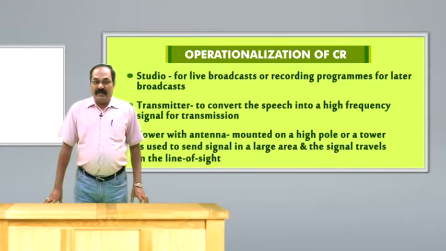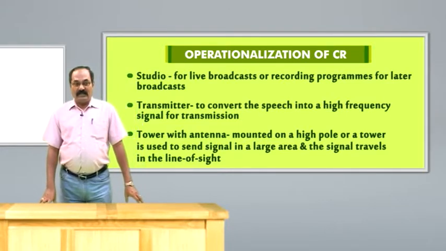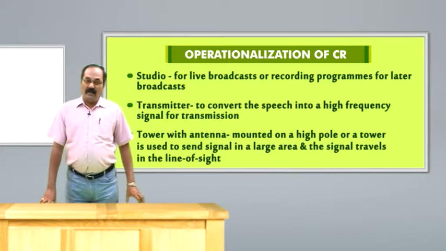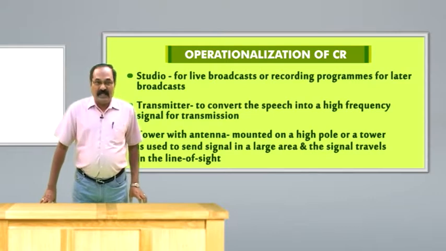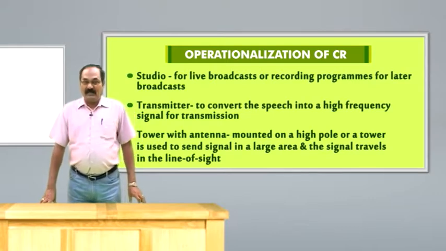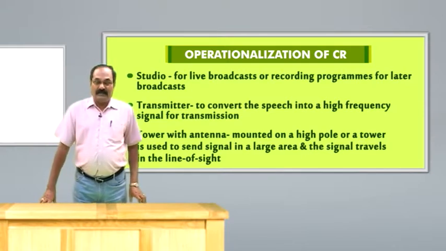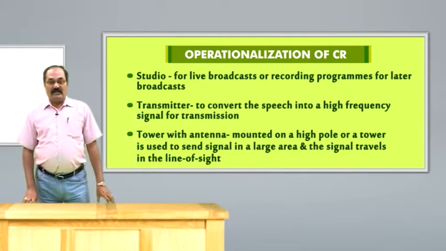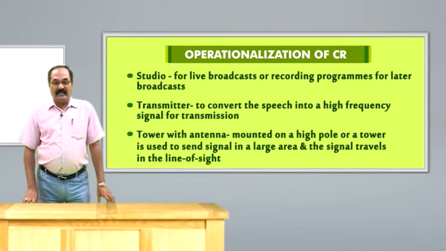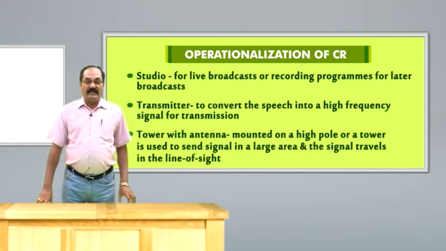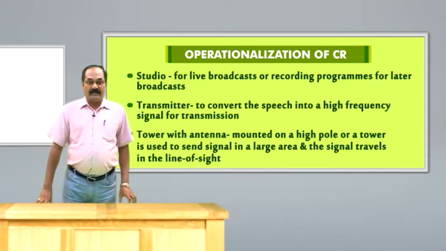Operationalization of community radio has three parts. One is the studio for live broadcast or recording programs for later broadcast. Then it has a transmitter to convert the speech into a high frequency signal for transmission, and a tower with antenna mounted on a high pole or a tower, which is used to send signals over a large area, and the signal travels in the line of sight.